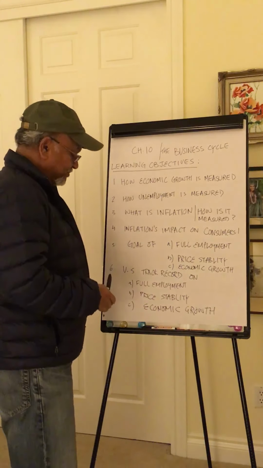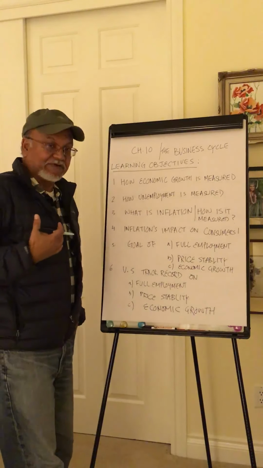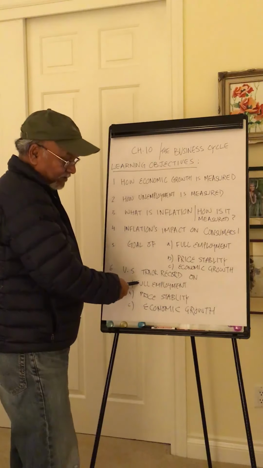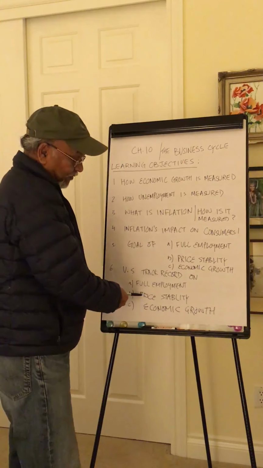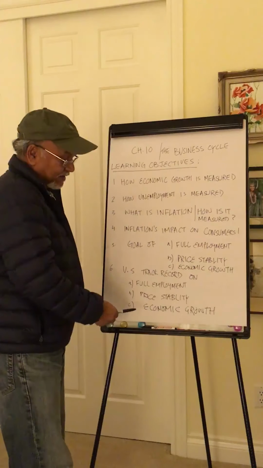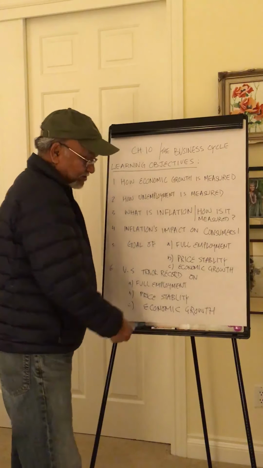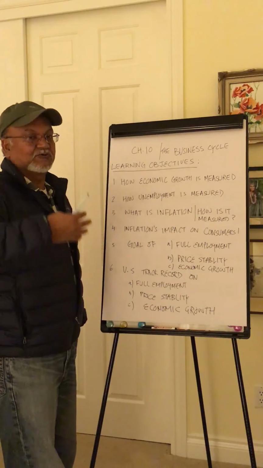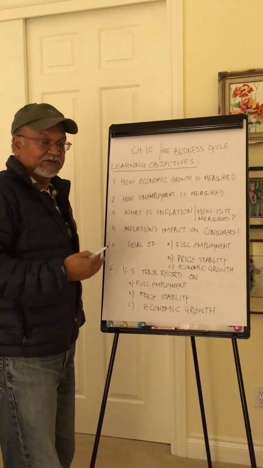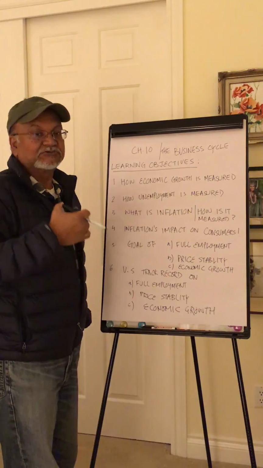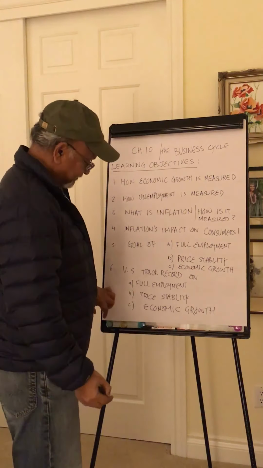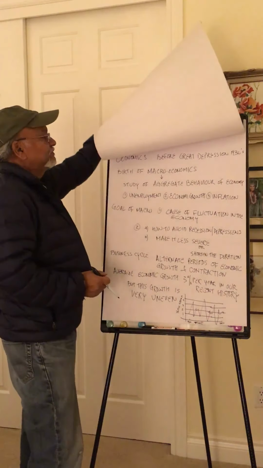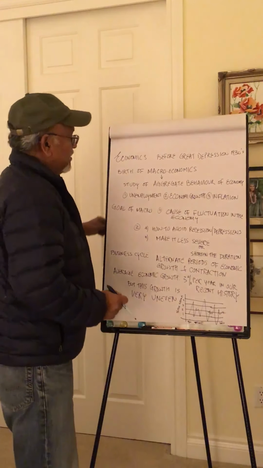And finally, in this chapter, we're going to learn what our track record has been on all these issues. Have we achieved full employment all the time? Have we achieved price stability? And have we achieved our goal in economic growth? Economic growth means how the economy is growing. As the economy grows, it leads to more jobs and a higher standard of living. That's what our goal is in this particular chapter. So let's flip the page.